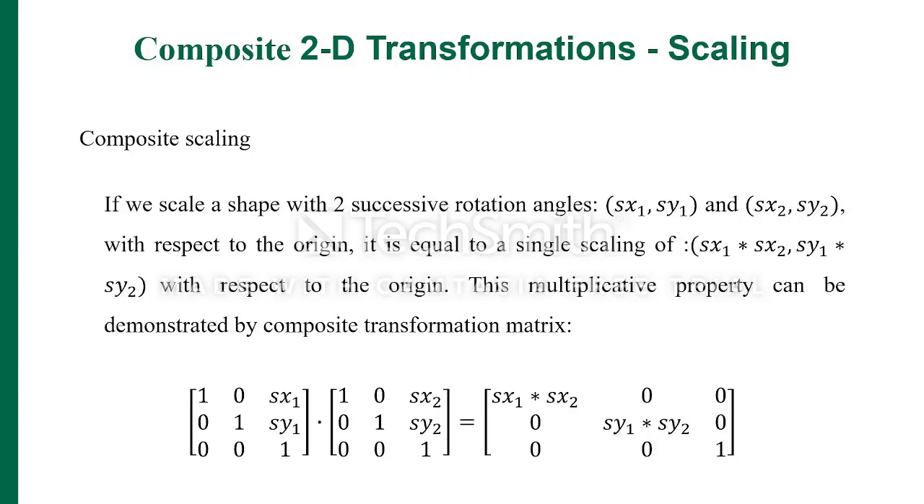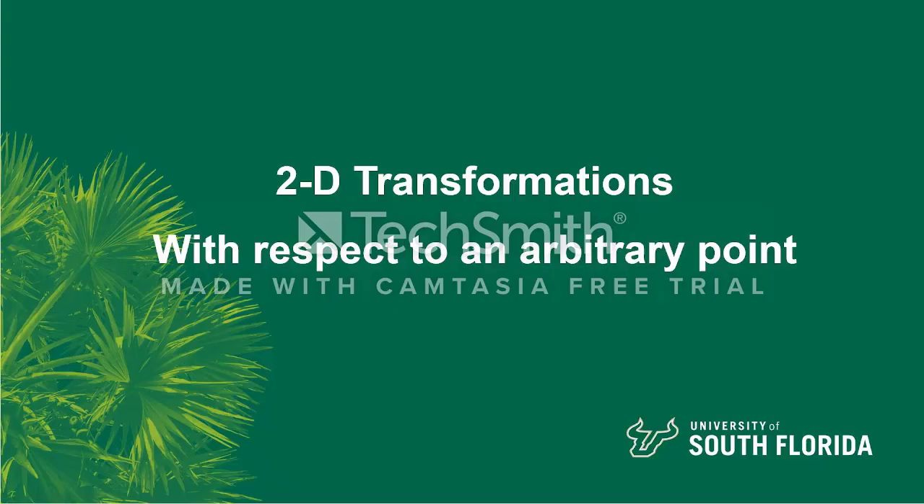Next is the composite scaling. If we scale a shape with two successive scaling factors, sx1, sy1, and sx2, sy2, with respect to the origin, it is equal to a single scaling of sx1 times sx2, sy1 times sy2 with respect to the origin. This multiplicative property can be demonstrated by the following composite transformation matrix.